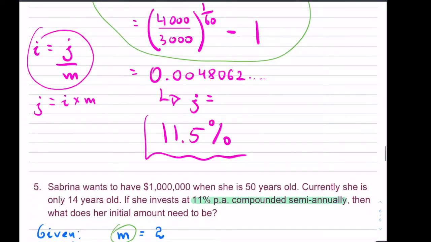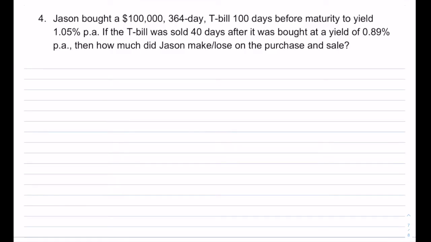Okay, right there. All right, so let's tackle question 4 now. So we said that this was a simple interest question, and indeed it's true that T-bills, treasury bills, within the 1 year, are purchased at discounted yields. And you have to do these questions in order to be able to understand the process. So we bought a 100,000 364-day T-bill 100 days before maturity, to yield.